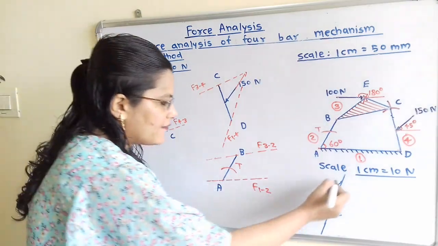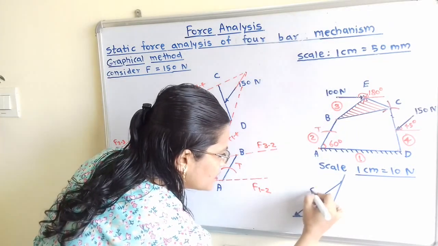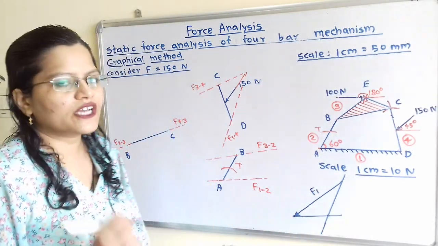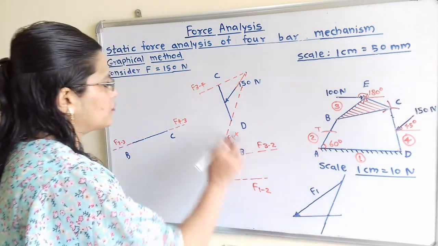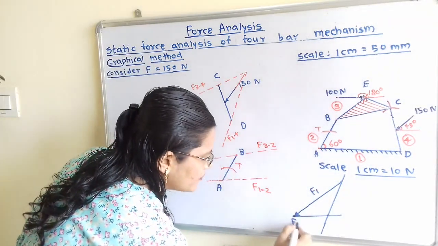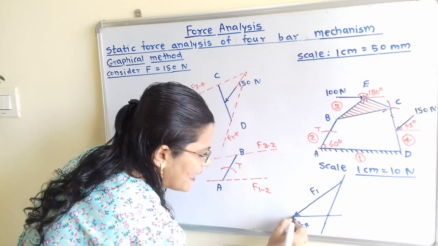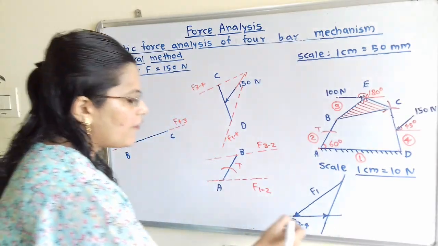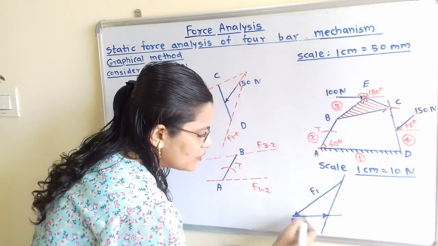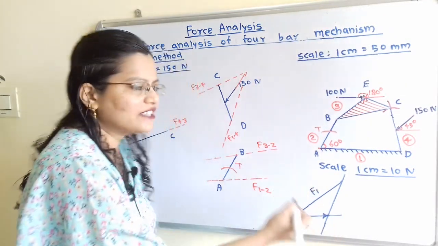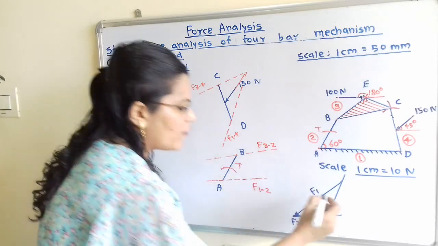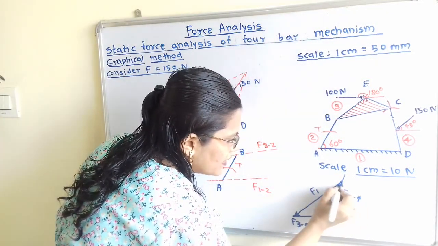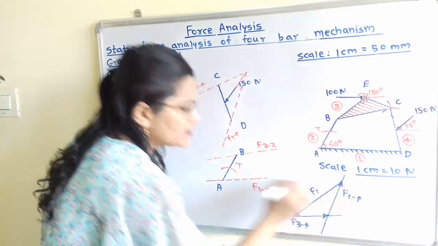That means where the head of this force F1 is, there should be the tail of the next force. So here this is the F of 3 to 4. So at this point there should be the tail and here should be the head of the force. Now at the head of this F of 3 to 4, there should be the tail of the next force. So the next force is F of 1 to 4, and here should be the tail of this. So this force polygon is closed.